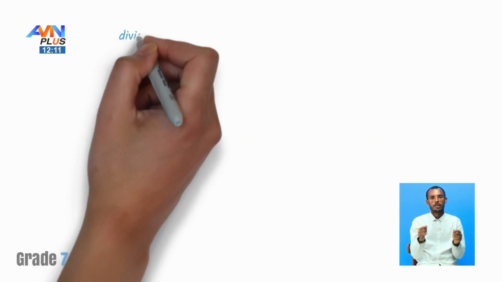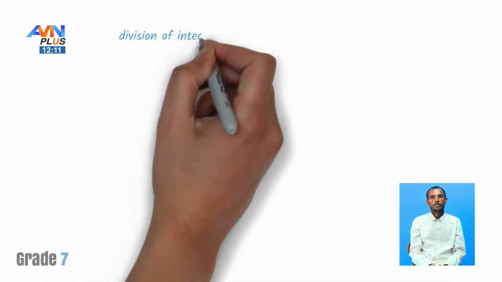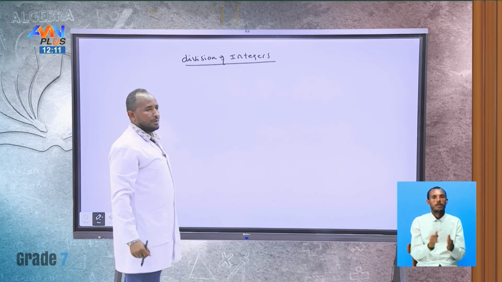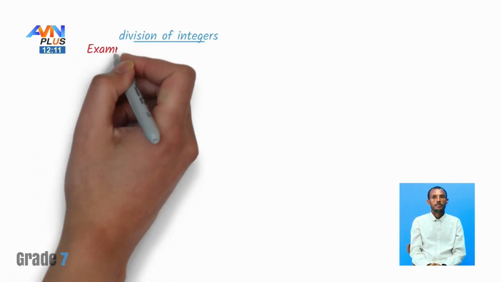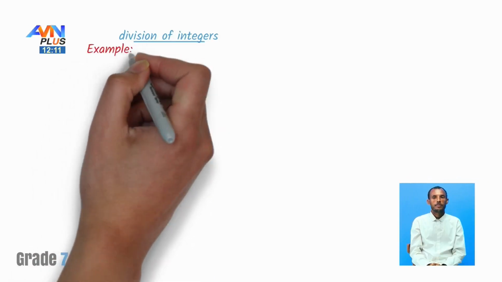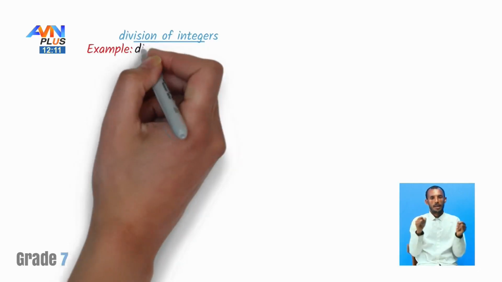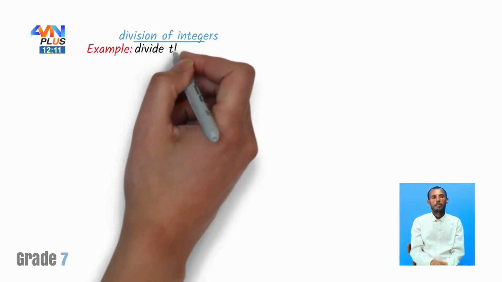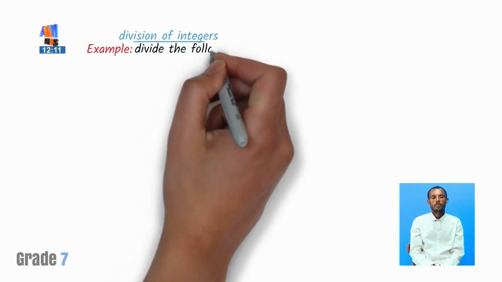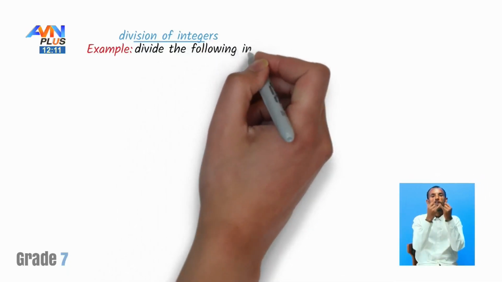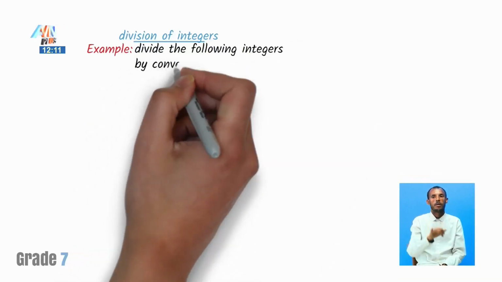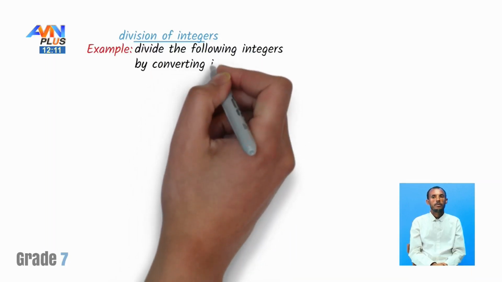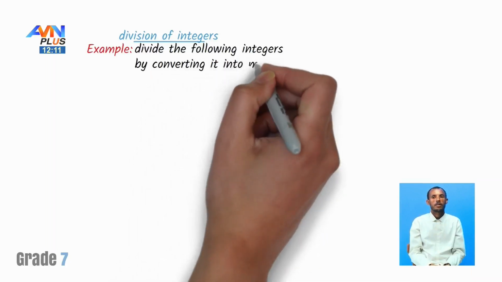Division of integers. Okay, let's see this concept also through an example. Example. Divide the following integers by converting it into multiplication.